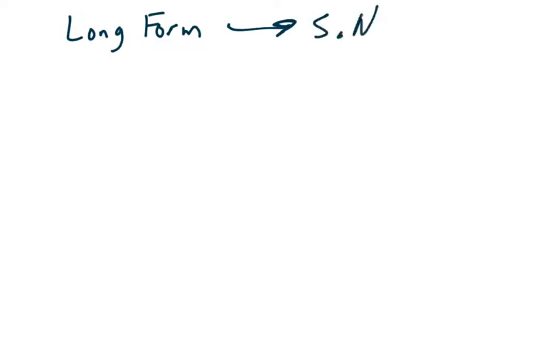I'm going to do a summary. If you have a number in long form, and you want to change it to, I'll abbreviate here, scientific notation. I'll just make up a number here. Let's say I had 2, 8, 4, 0, 0, 0, 0, 0, 0. Okay? And I wanted to change this to scientific notation.